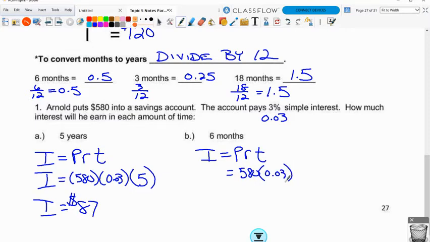The time this time, though, is 6 months, but we need to, again, convert that into years, which we did right up here. 6 months is a half of a year. So we're going to put in 1/2 as the number of years. To calculate I this time, you're going to do 580 times 3 hundredths times 5/10. And your calculator this time is going to say 8 7/10. But we need to make this look like money. This is going to be $8.70 in interest earned in 6 months.